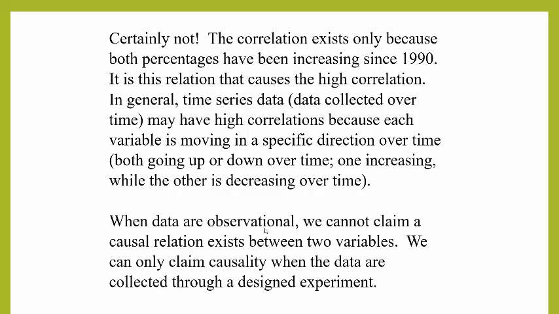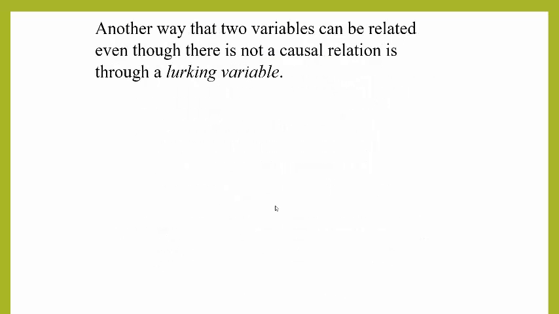So when data are observational, like this, where we just observed the data, we cannot claim a causal relation exists between two variables. We can only claim causality when the data are collected through a designed experiment. And collecting this data about bachelor's degrees and unmarried births was an observational study, not a designed experiment.